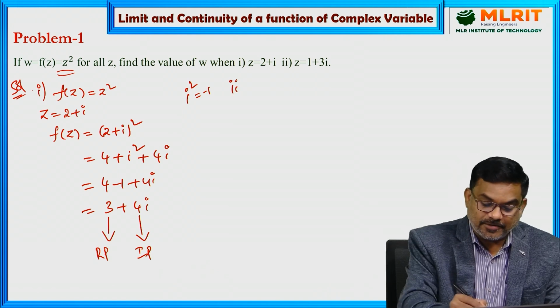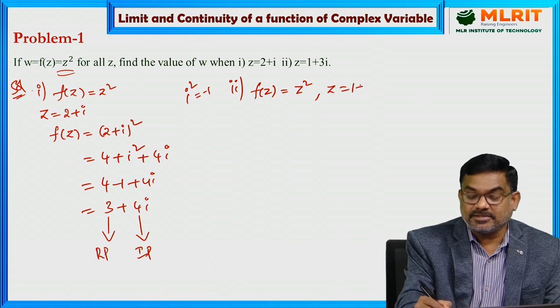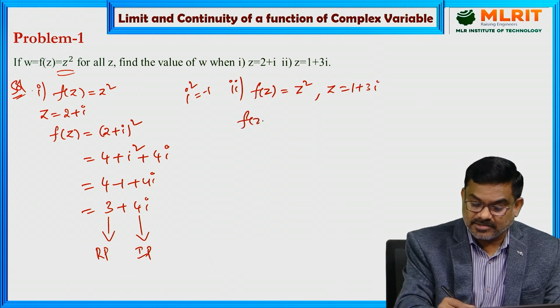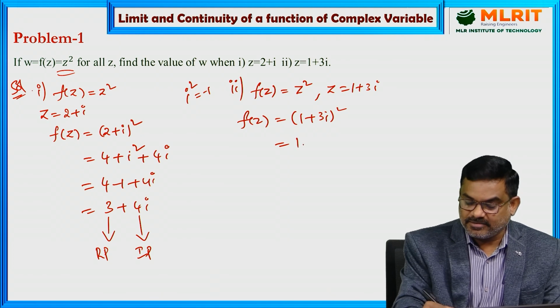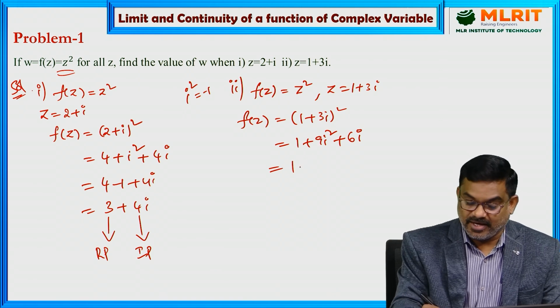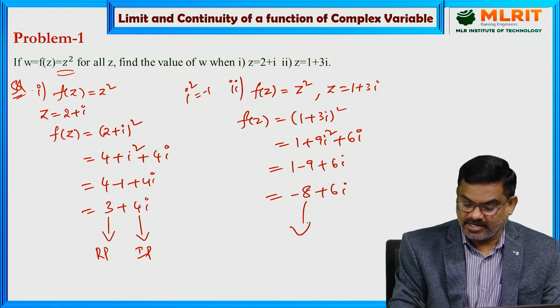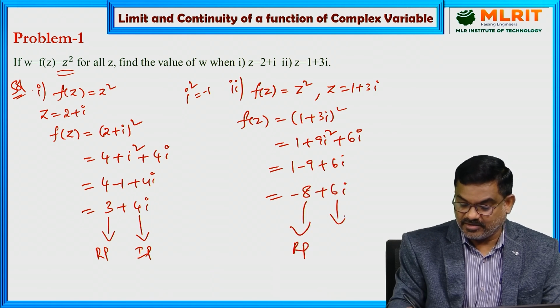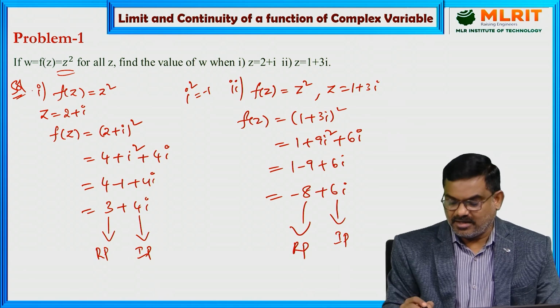Similarly, the second question, f of z equal to z square, where z is 1 plus 3i. So let us substitute that: (1 plus 3i) whole square, (a plus b) whole square again. 1 plus 9i square plus 6i. i square is minus 1, so minus 9 plus 6i. So minus 8 plus 6i. So again, this is the real part and this is the imaginary part. So all these are simple examples.